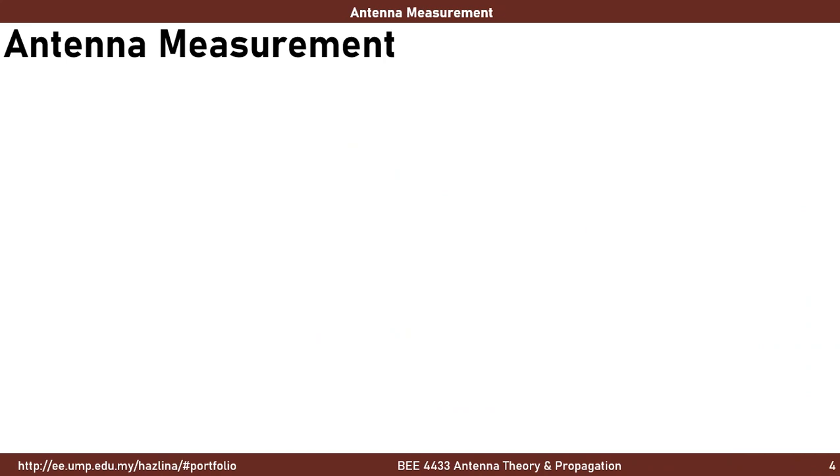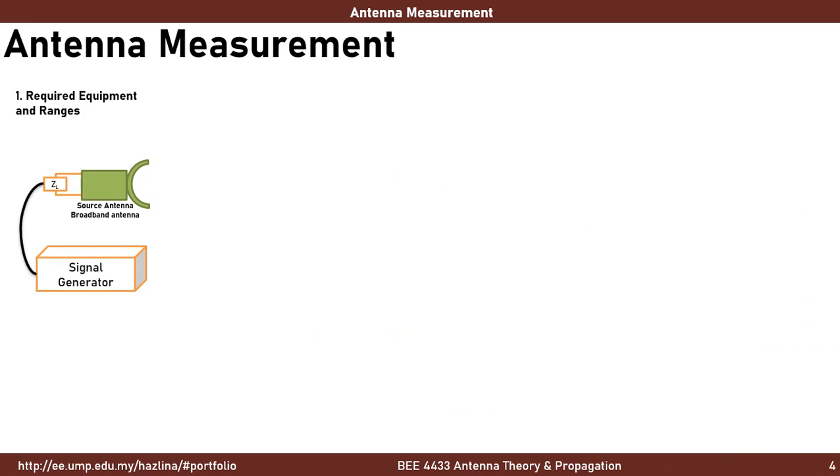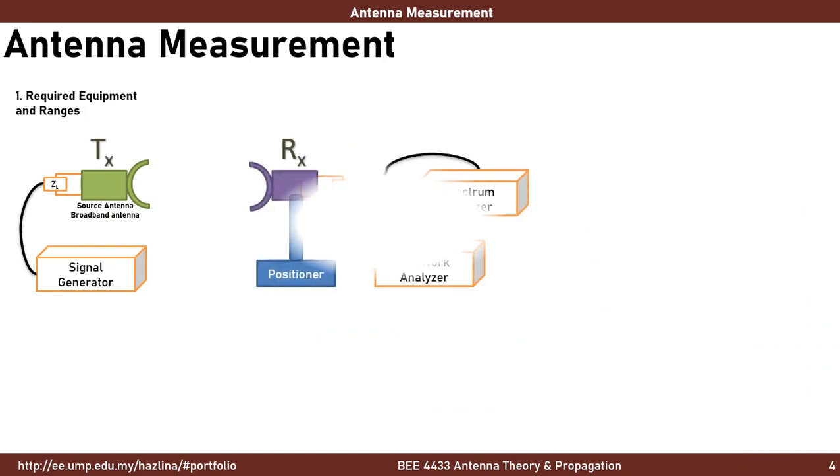The process of antenna measurement begins with a good measurement setup. Measuring an antenna involves the transmitting unit that consists of a broadband antenna and a signal generator, and the receiving unit that consists of the antenna to be measured, which is normally termed the antenna under test, a positioning system, and a spectrum analyzer for space quantities measurement, or a network analyzer for circuit quantities measurement.